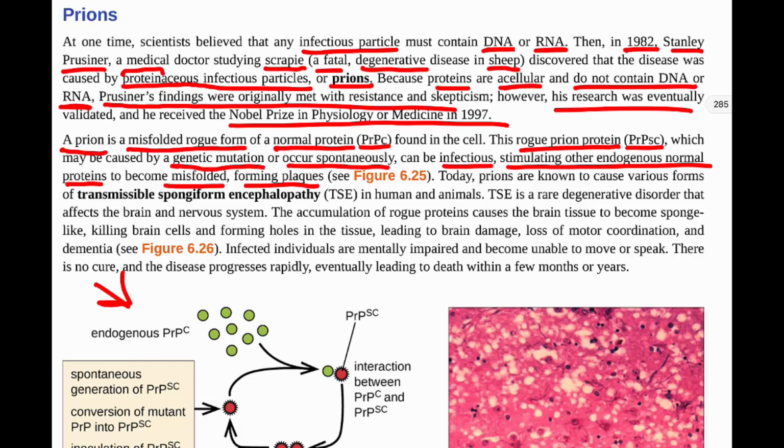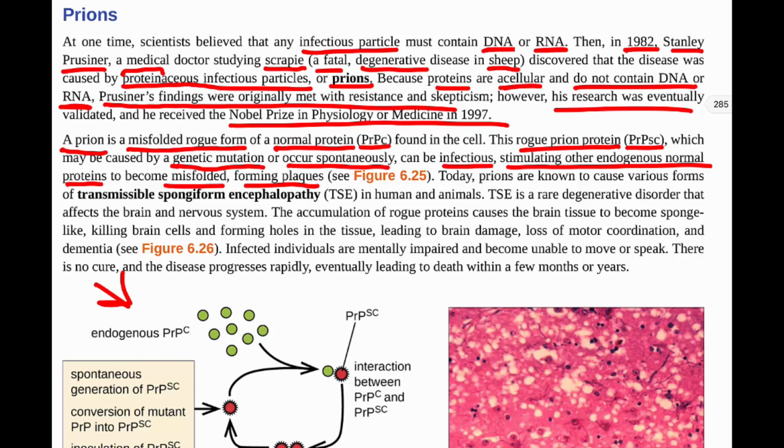However, sometimes this genetic mutation that happens, or the spontaneous misfolding, ends up becoming infectious. And when it becomes infectious, that's when we have this rogue prion protein. This rogue prion protein will then stimulate other normal proteins to become misfolded. And then as they are interacting with more and more normal proteins that become more and more misfolded, we get these plaques that form.